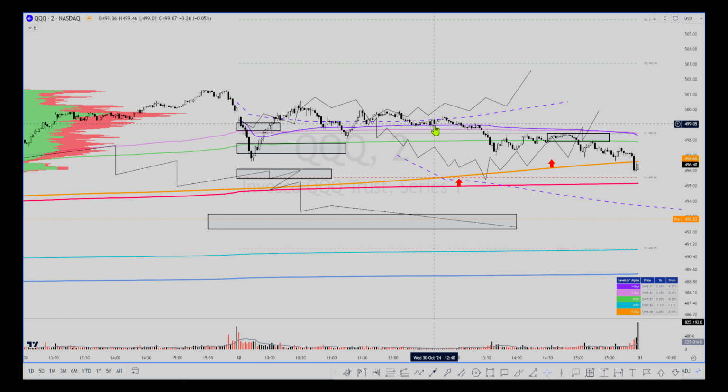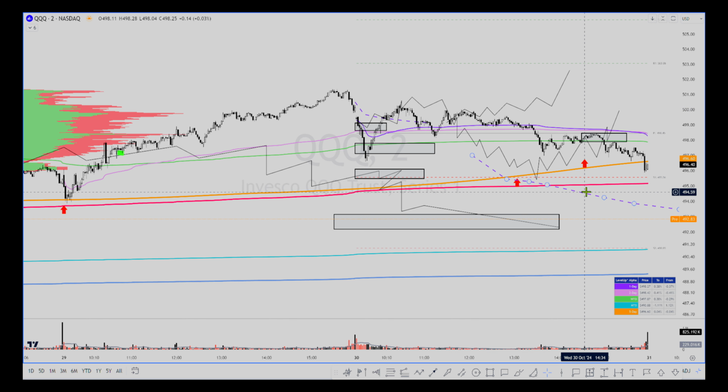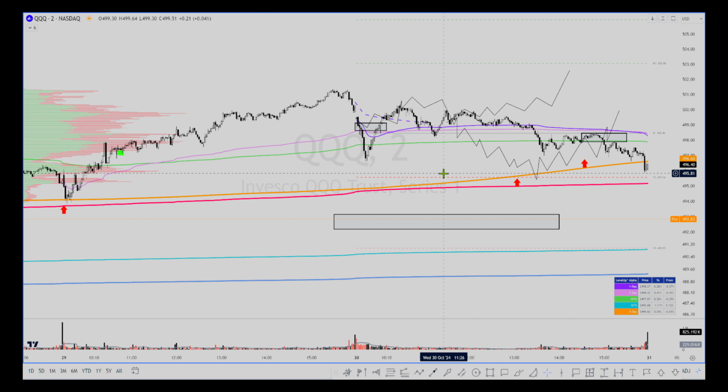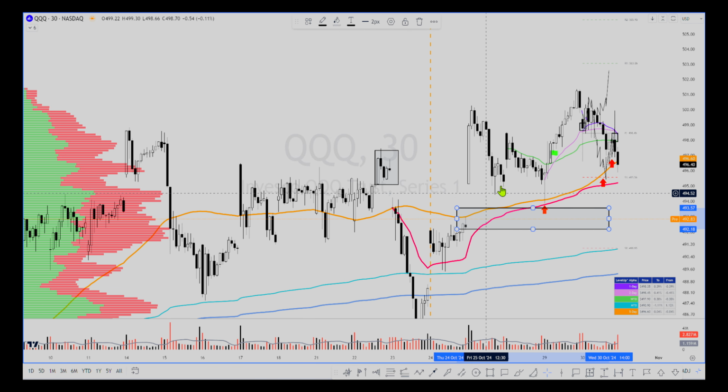Right? It just continued to fail. This was the anticipated VWAP, right? And it's actually starting to decline here. So now we're gapping down to 492. Let's delete some of this stuff. Clean this up a bit. And let's get into this price action for today.